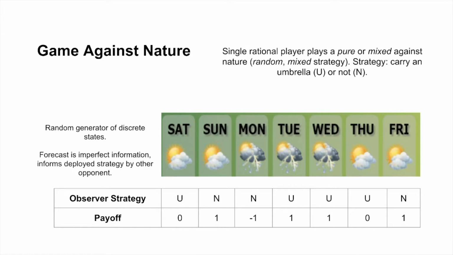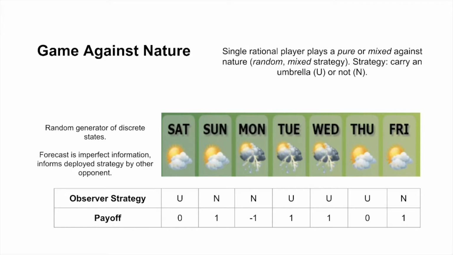And so again, just to go over this example with the weather, this is a game against nature. This is a single rational player playing a pure or mixed strategy against nature, which is a random or mixed strategy. So a strategy in this case is carrying an umbrella or not carrying an umbrella when the weather is changing all the time. So you have a weather forecast here, and the weather forecast is generated by a discrete random pattern generator. So it's generating these patterns of weather. And the forecast that we make is imperfect information. So the question is, does the observer have to carry an umbrella or not, knowing that the weather is always changing and that the forecast is imperfect information.